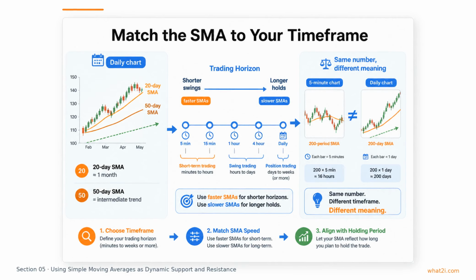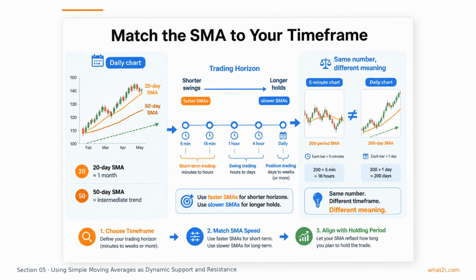The same SMA number does not mean the same thing on every chart, which is why time frame matters. A 20-day SMA on a daily chart reflects roughly 1 month of trading and can be useful for shorter swings. A 50-day SMA often tracks an intermediate trend on that same daily chart, but a 200 period average on a 5-minute chart means something very different from a 200-day average on a daily chart. That is why you should match the SMA length to both your time frame and your expected hold period. Faster swings often use faster SMAs, while longer holds often rely on slower ones.